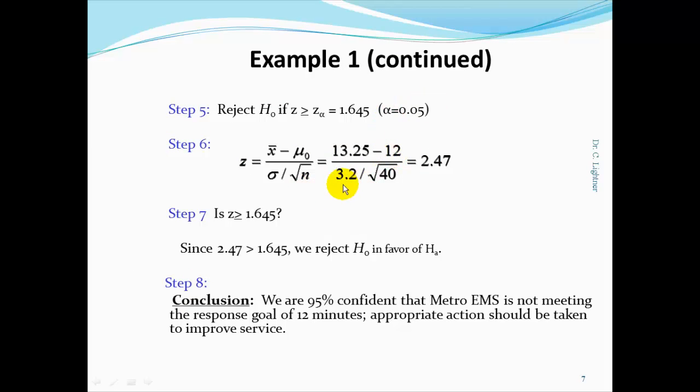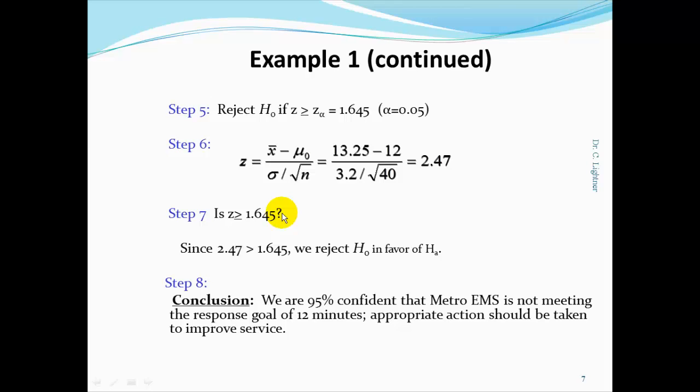We then plug in our population standard deviation value, 3.2, and our n value, which equals 40. If we compute this, we obtain a z test statistic of 2.47.